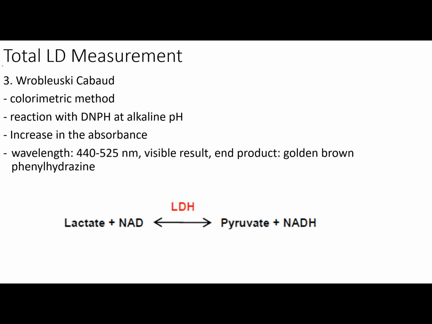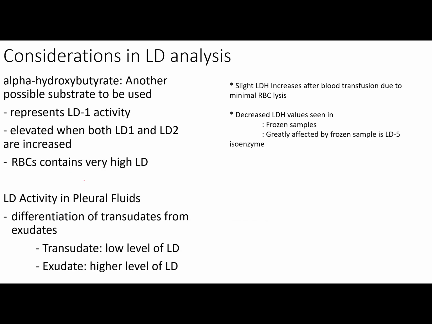Then we have your Wroblewski-Cabaud. Wroblewski-Cabaud is a colorimetric method, class. Reaction with DNPH at an alkaline pH. Increase in the absorbance. Wavelength, it is read at 440 to 525 nanometers. Shows a visible result. And the product is a golden brown phenylhydrazone.